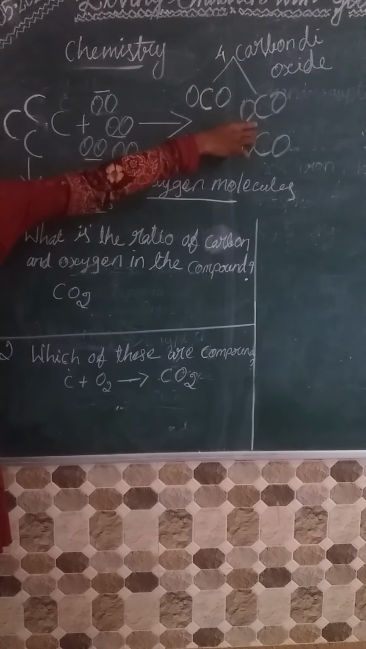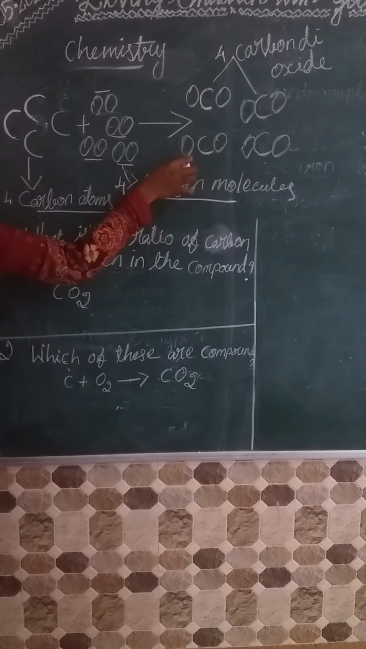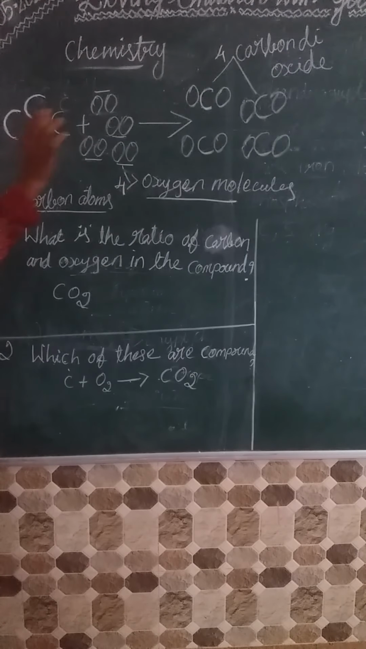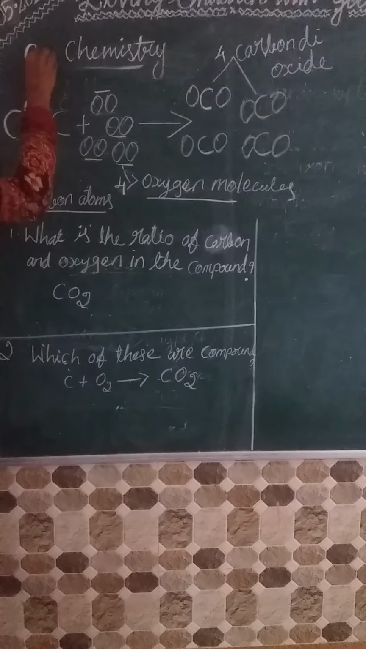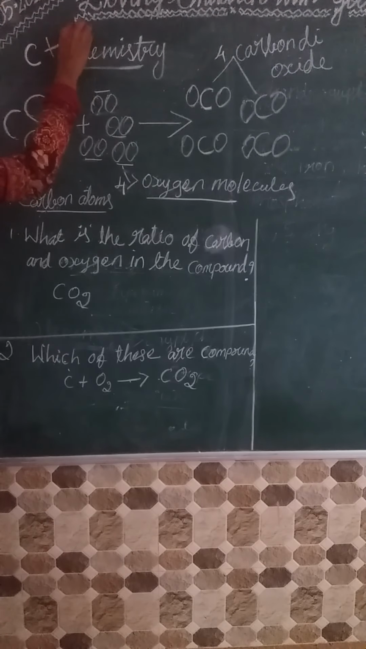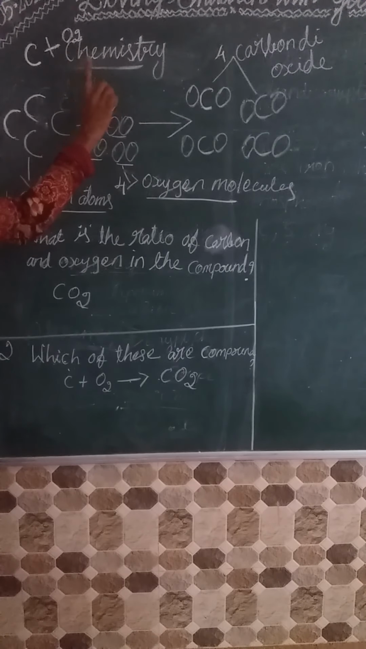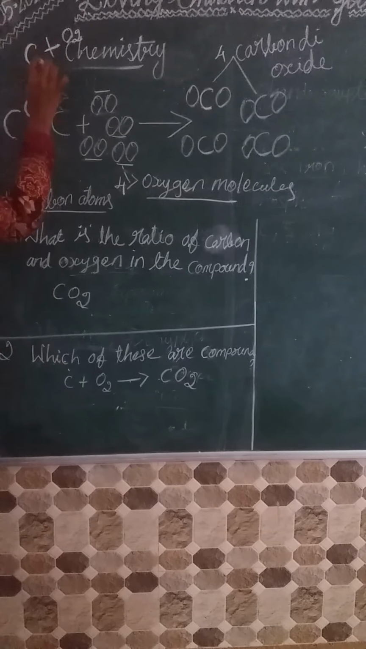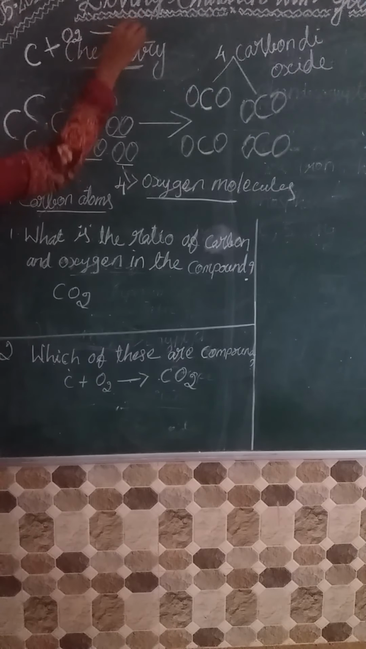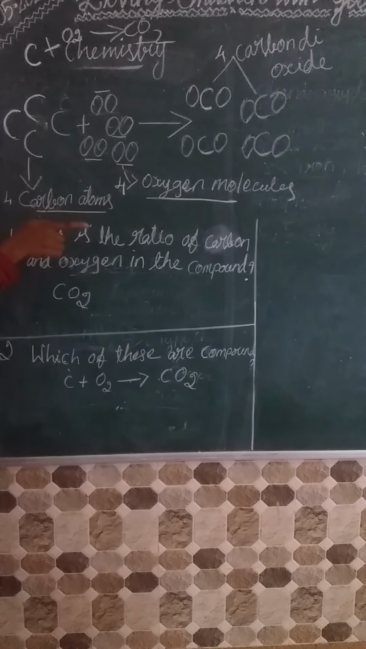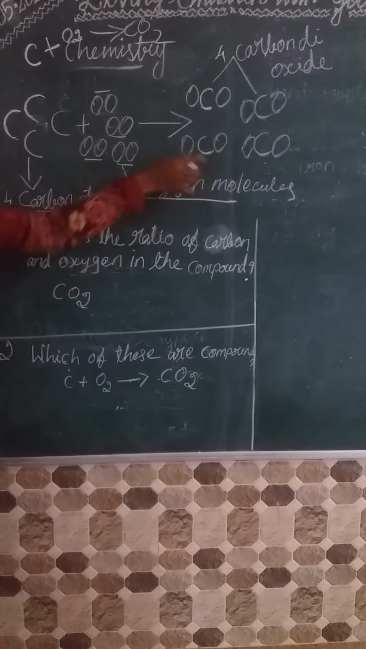1 carbon dioxide, 2 carbon dioxide, another one, 3, another one, 4. So totally 4 carbon dioxide is there. Shortly, 1 carbon reacts with 1 oxygen molecule. Molecule means O2, not only O. O is an atom; only O2 is a molecule. So 1 carbon reacts with oxygen and gives CO2, carbon dioxide. But here in your question, 4 carbon, 8 oxygen, and 4 carbon dioxide compound are there.